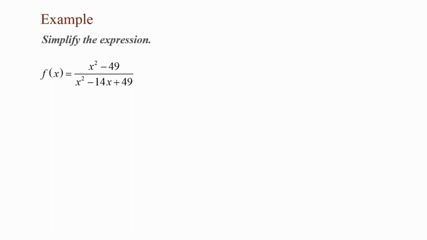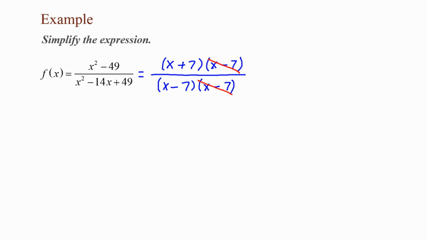In this example, simplify the expression f of x equals x squared minus 49 divided by x squared minus 14x plus 49. First thing we want to do is factor. So equals, our numerator factors into x plus 7, x minus 7. Our denominator, x squared minus 14x plus 49, factors into x minus 7 times x minus 7. Our x minus 7's cancel, which means this reduces to x plus 7 divided by x minus 7.